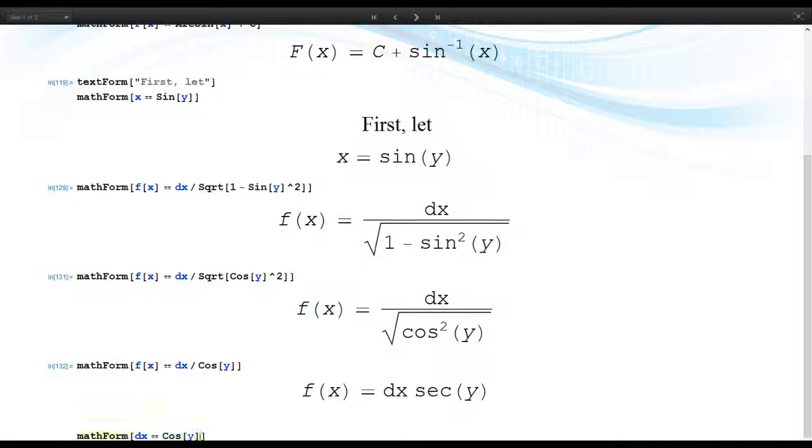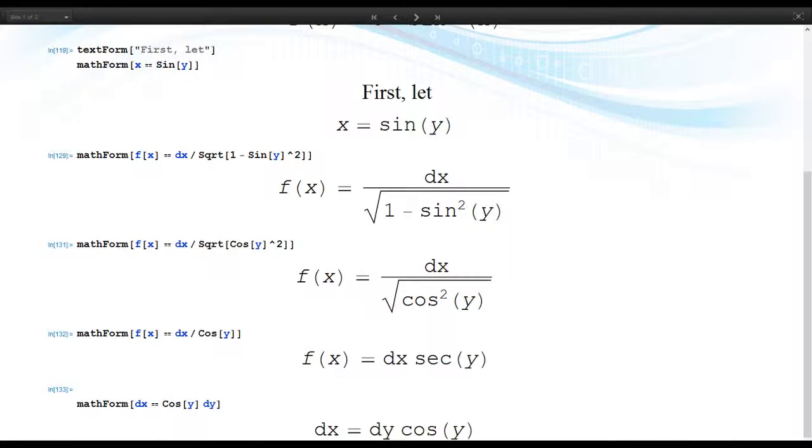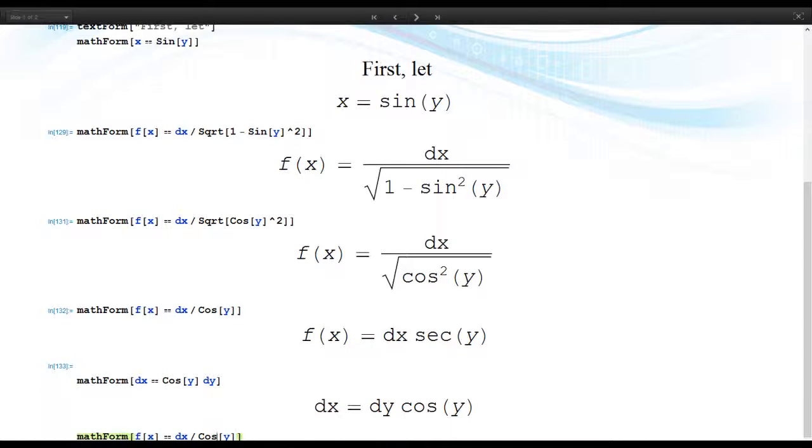Derivative of sine is cosine. Derivative of x is dx. Derivative of y is dy. And that gives us this expression here. So now we plug dy cosine y in for dx. And that'll complete the transformation from an integral problem about x's to an integral problem about y's.